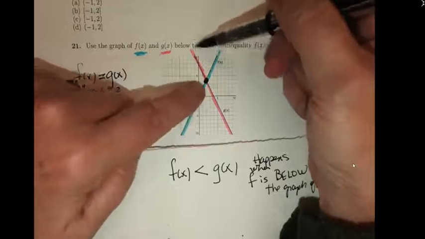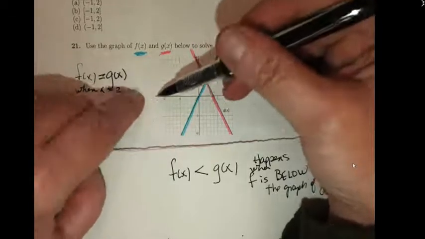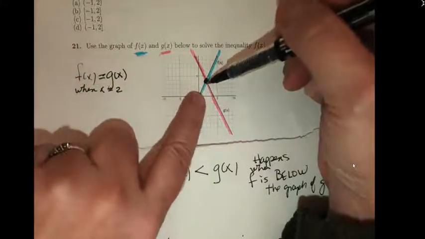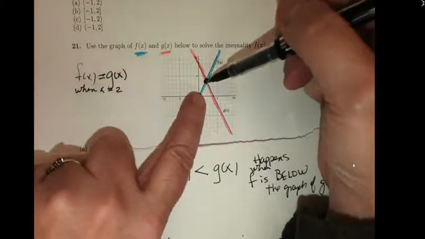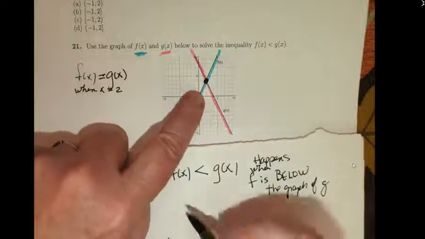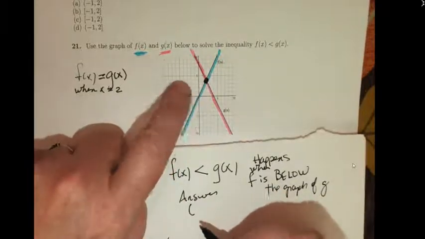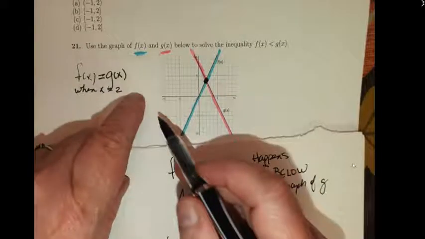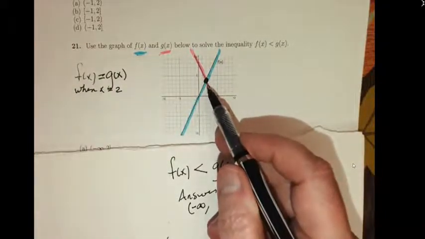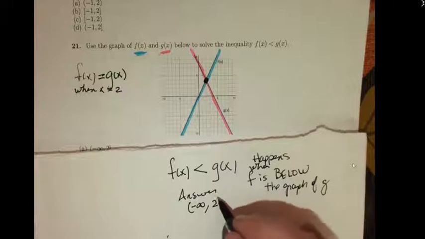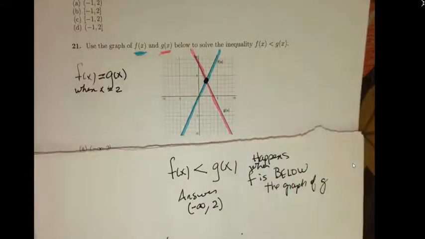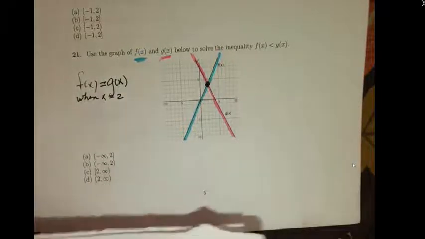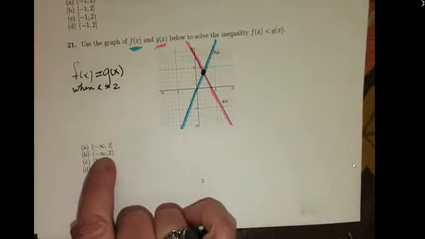Well, it's below the pink graph here when my x values are coming in from negative infinity up to, but not including 2. Because at x equals 2, it's equal, and this symbol is strictly less than. So the answer is going to be the blue is below the pink when your x values are coming in from negative infinity up to, but not including x equals 2, because at x equals 2, they're the same, so it's not below. So that's what I look for here, and that's the one that we want.